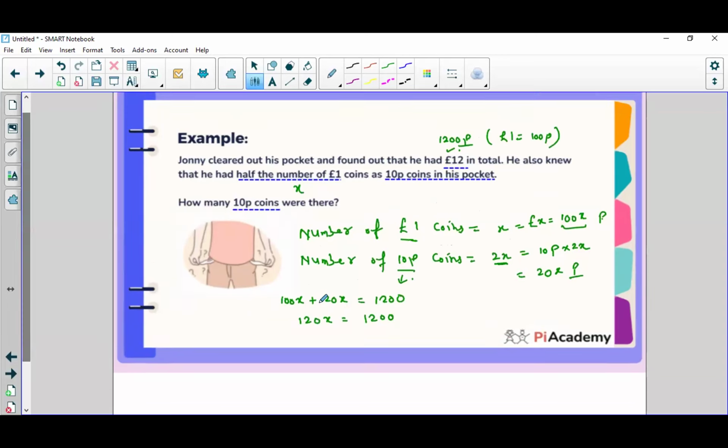Now I will divide both sides by 120. So x would be 1200 divided by 120, which gives me the answer as 10. So x is 10. It is asking how many 10p coins there are, so we assumed that the number of 10p coins is 2x. We got the value of x as 10. Just substitute. So the number of 10p coins would be 2 times 10, which equals 20. So we have 20 coins of 10 pence.